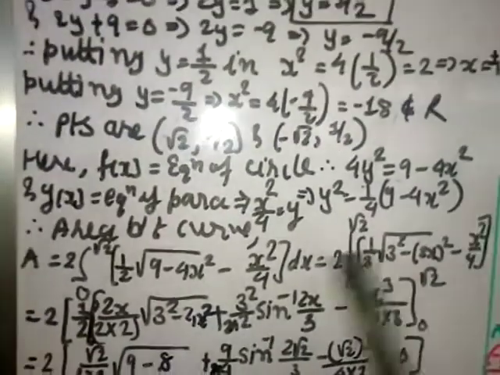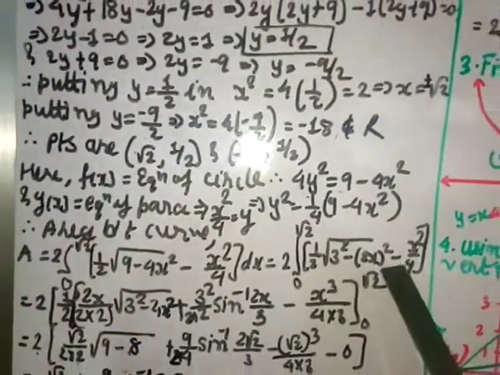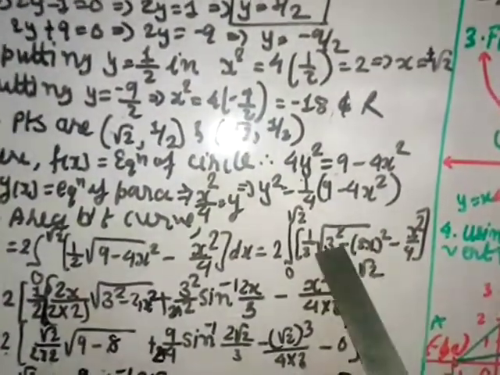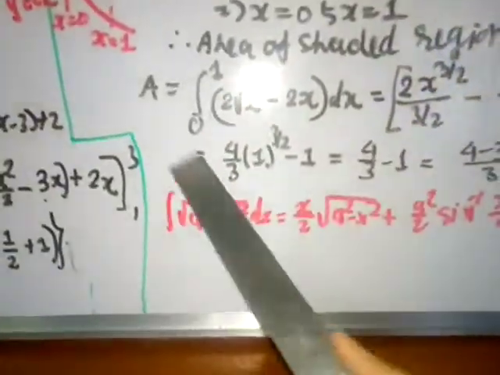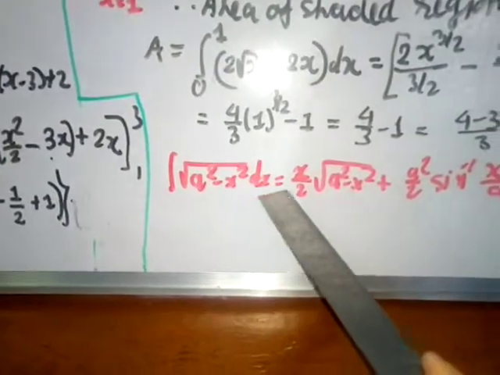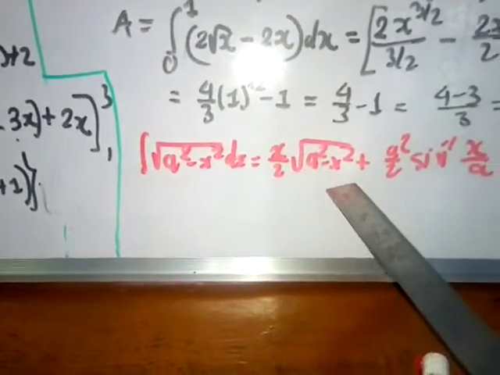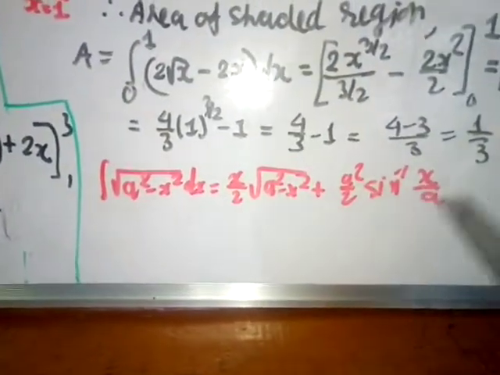9 can be written as 3 square and 4x square can be written as 2x whole square, so 3 square minus 2x square. Now this is like a square minus x square. This identity I am going to use: integral of square root of a square minus x square dx gives you x by 2 square root of a square minus x square plus a square by 2 sin inverse x by a.